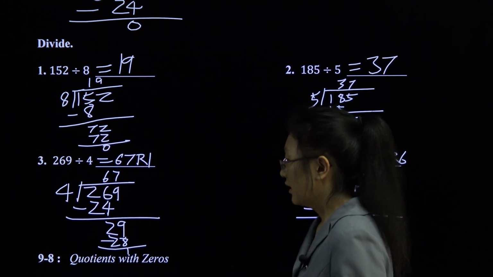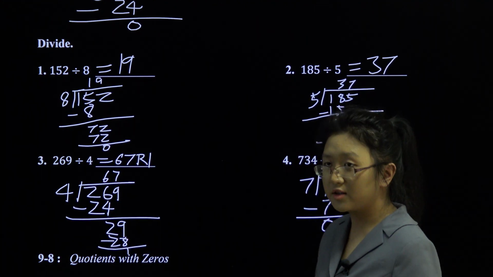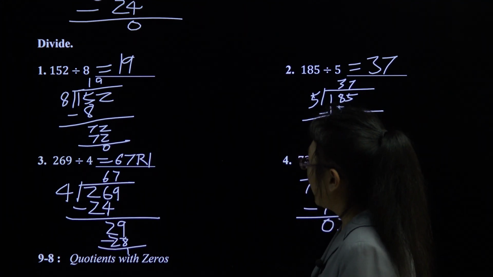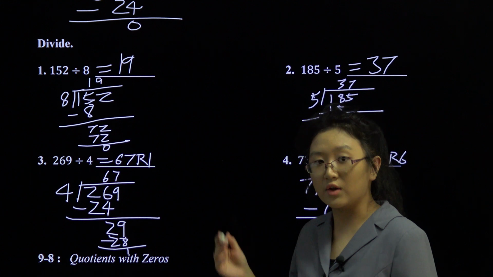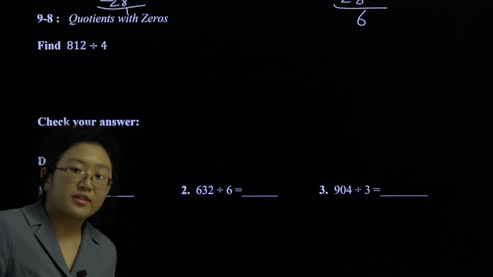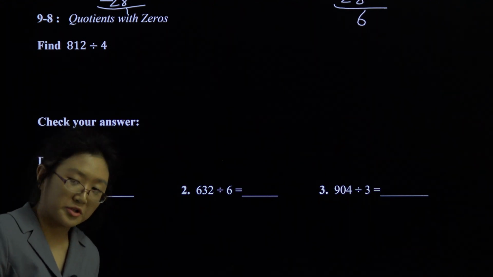Yay! So we move on to quotients with zeros. I mean, we've already done 2 of them, but we're going to continue talking about them. Now, quotients with zeros really aren't that different from normal quotients.